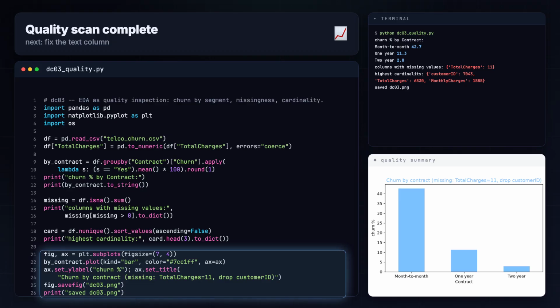We have found the breakage, 11 blanks, 1 useless ID column, and a target driven hard by contract length. Next episode, we fix the first concrete bug, the column that is text pretending to be numbers.